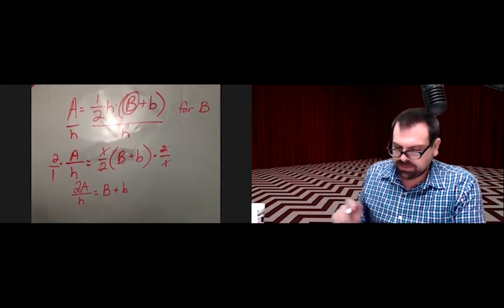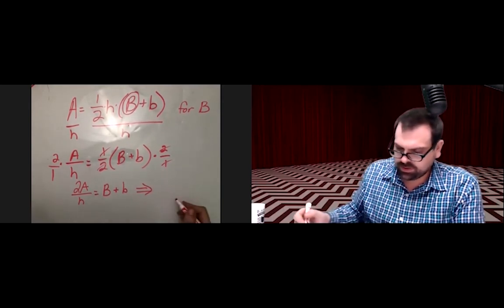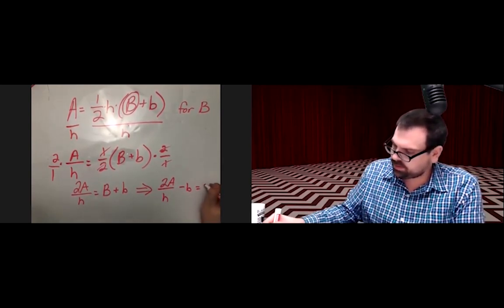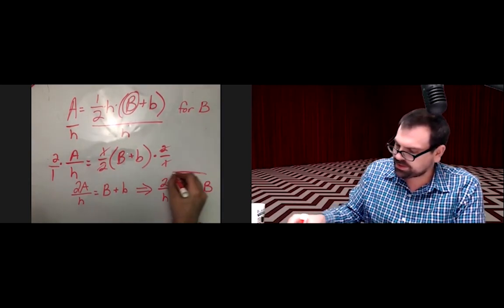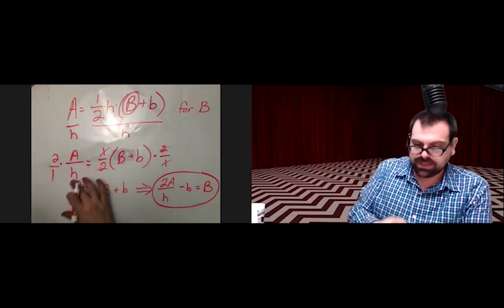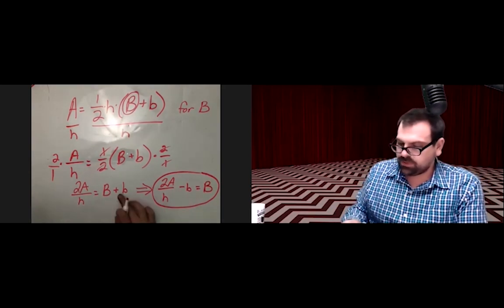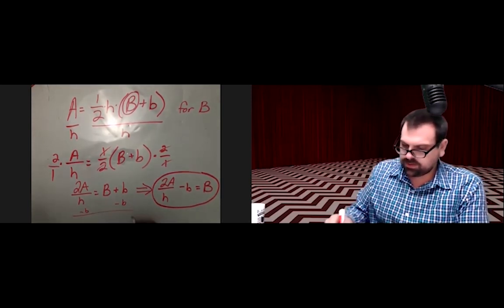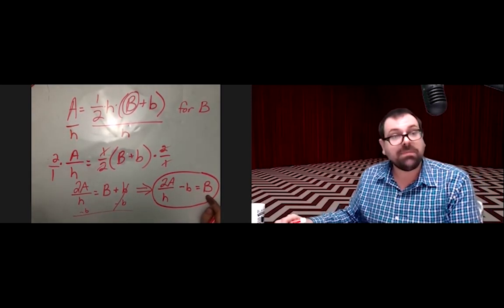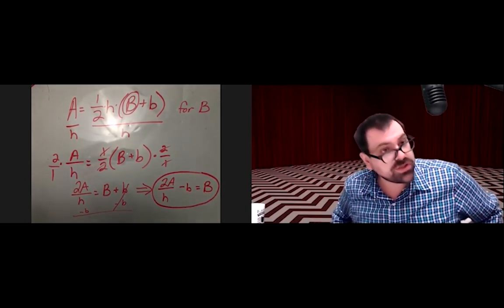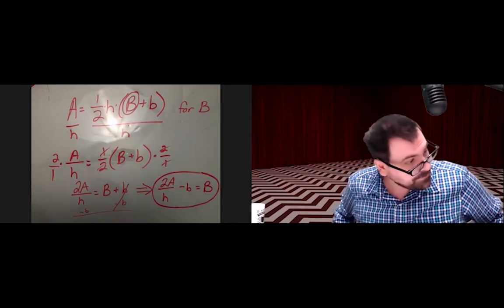To get the big B by itself, we would have to subtract little b. Notice it doesn't get subtracted from the top, it gets subtracted from the whole thing. This is a piece. That piece, we would subtract b from both sides. Gets the big B by itself. So big B equals 2 big A over h minus little b.